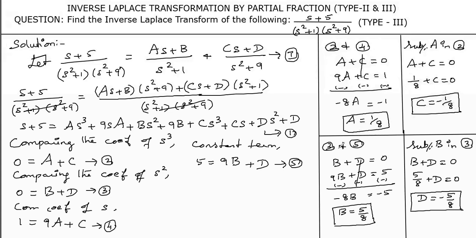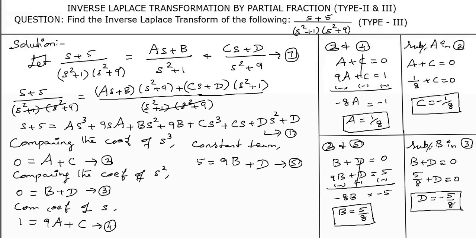After finding a and c, just go with equations 3 and 5. b plus d equals 0 and 9b plus d equals 5. Let's change the sign. D is getting cancelled. So b equals 5 over 8. Now substitute the value of b in equation 3, which is easier than equation 5. So b plus d equals 0, with b as 5 over 8, it becomes d equals minus 5 over 8.